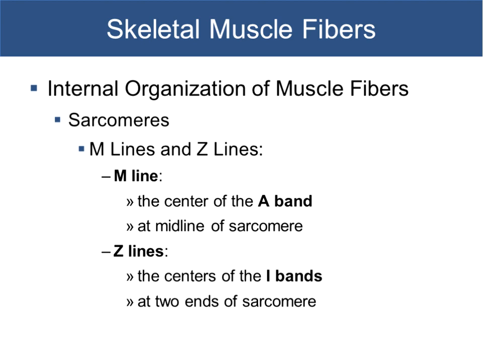In the center of the sarcomere, you have the M line. The M line is going to be in the center of the A band. And what myofibrils are found in the A band? The thick filaments or the thin filaments? Which ones are in the A band?